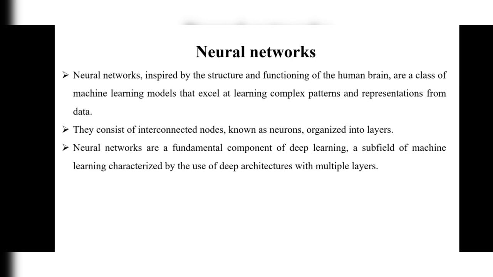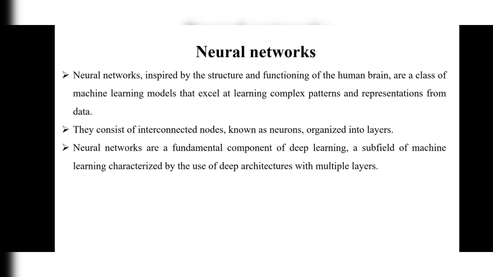Okay, this neural network is inspired by the structure and functionality of the human brain. Same, it works like a human brain and it excels at learning complex patterns and representations from the data as our brain does. Okay, they consist of interconnected nodes known as neurons organized into layers. This about neurons and layers I'll explain in next slides. Okay, neural networks are a fundamental component of deep learning, a subfield of machine learning characterized by the use of deep architectures with multiple layers.